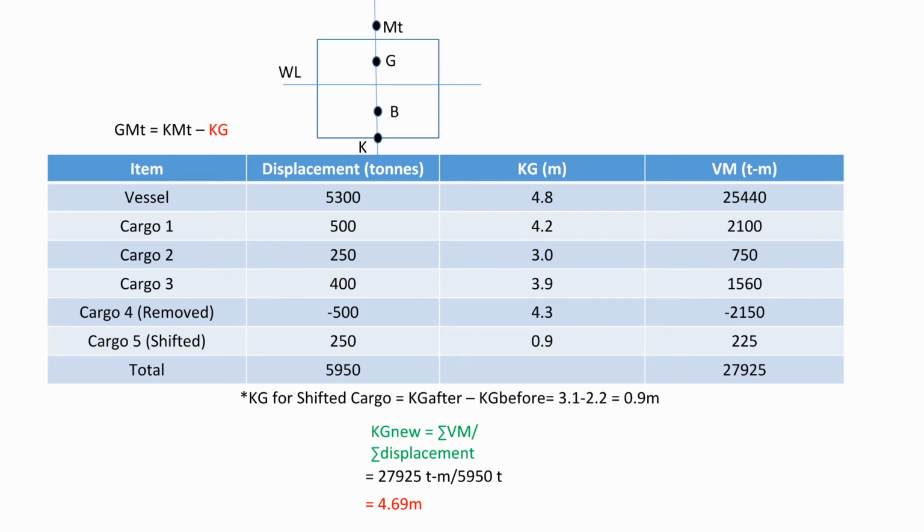Now that you have your KG, you can substitute it into your original equation. The GMT is equal to KMT minus KG. You get 6.5 minus 4.69, and you will get 1.81 meters, which is greater than 1, and it tells you that your ship is still stable.